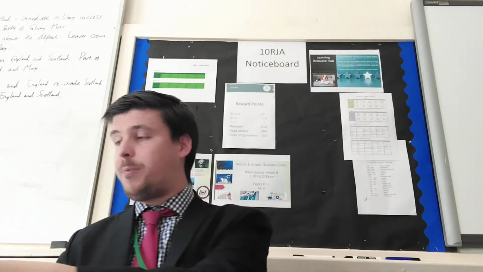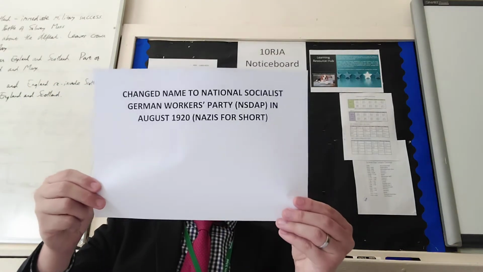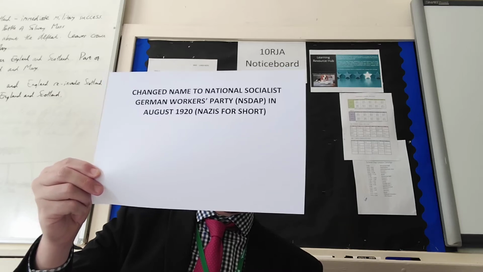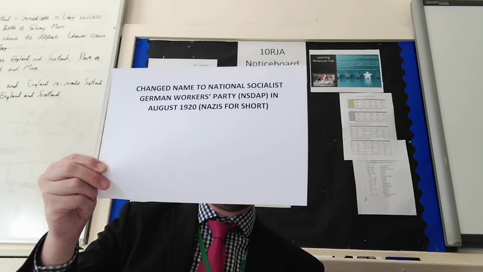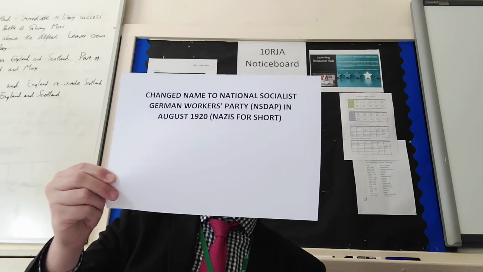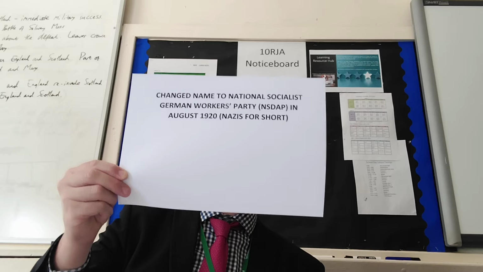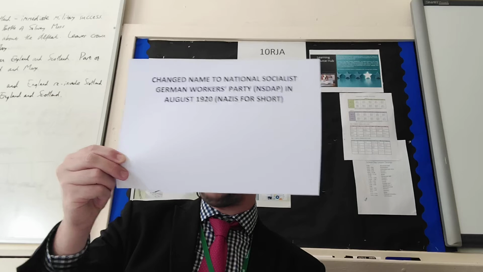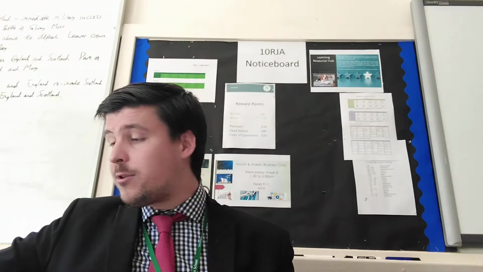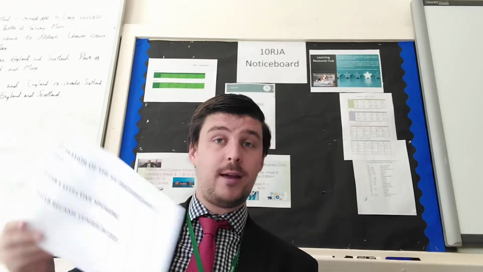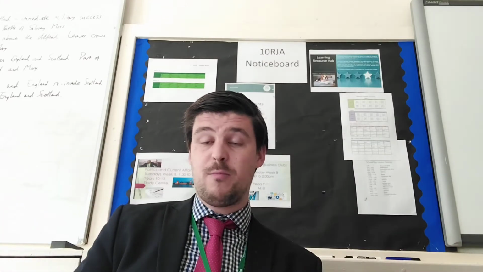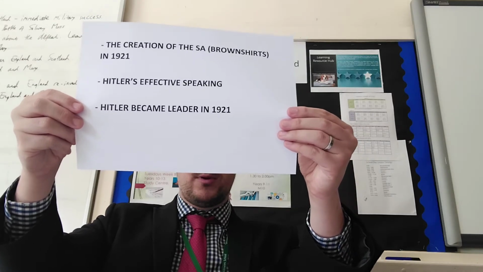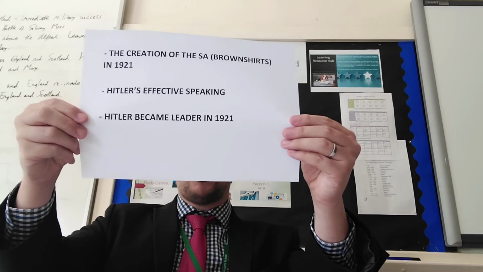He also is responsible for helping to come up with the change of name. There you go. In August 1920, when they changed the name to the National Socialist German Workers' Party, or NSDAP, or Nazi for short. So Hitler plays a crucial role in both of those, developing this 25-point programme and helping to come up with the change of name as well. Other significant developments in this early period that, again, Hitler can take some credit for were the creation of the SA Brownshirts in 1921 to act as the paramilitary wing of the Nazi Party.